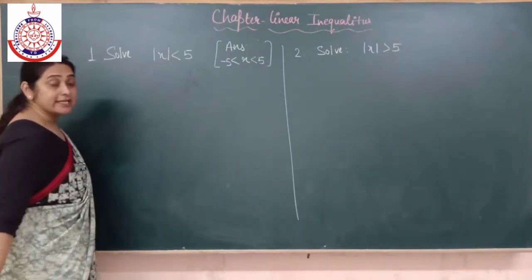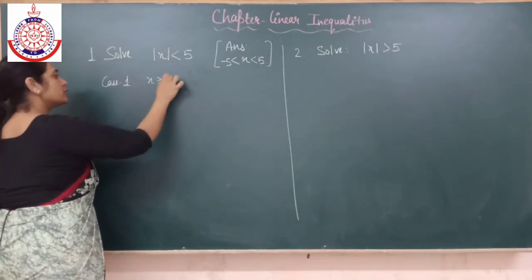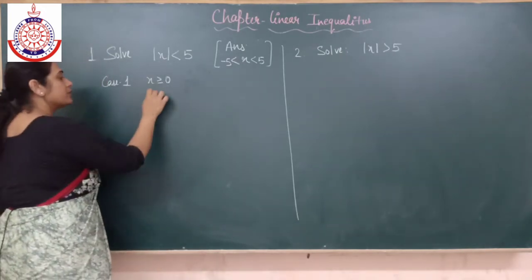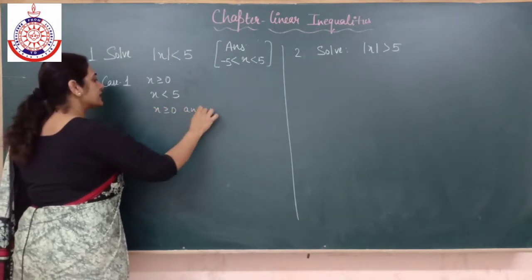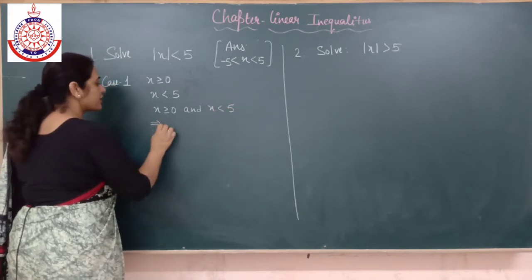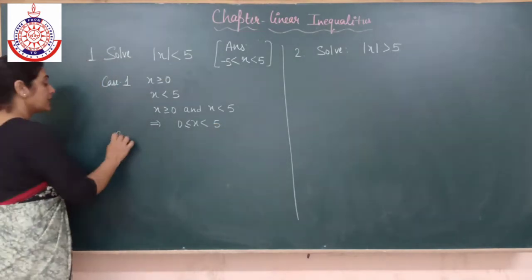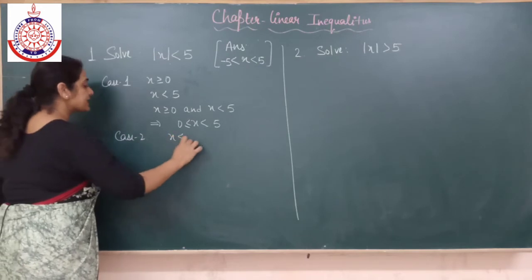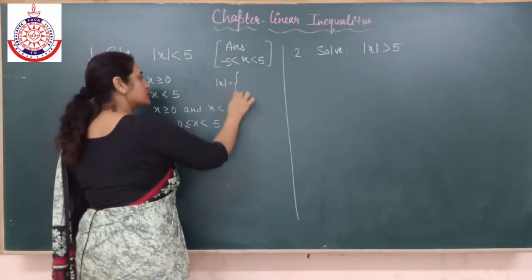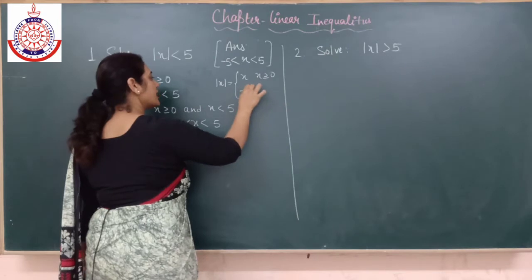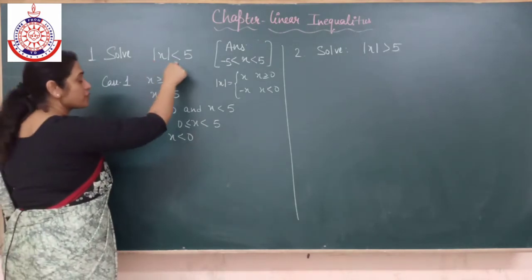Now, let's solve it. Case 1, when x is greater than or equal to 0, this modulus will open with the positive one. That means x is greater than or equal to 0 and x is less than 5. So I can write it as x greater than or equal to 0 and less than 5. Clear? Case 2, when x is less than 0. I hope you remember this. Now this is by definition. You remember the definition, no? This opens with the positive if x is greater than or equal to 0, negative if x is less than 0. Now x is less than 0, so modulus of x will give me minus x.